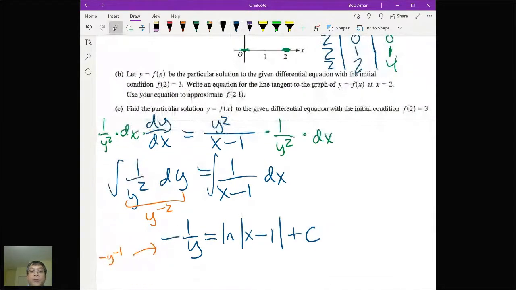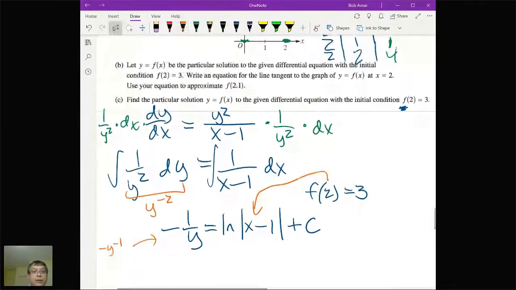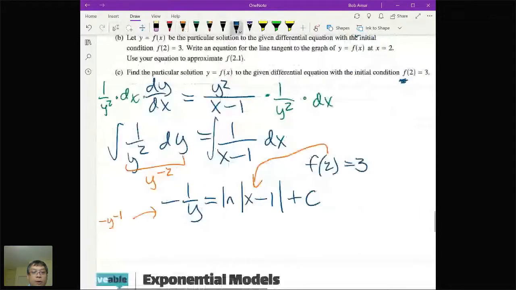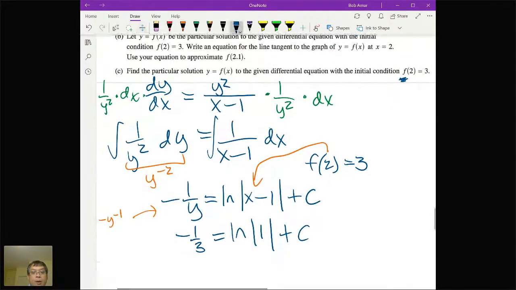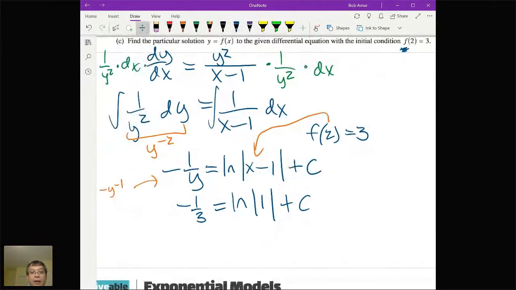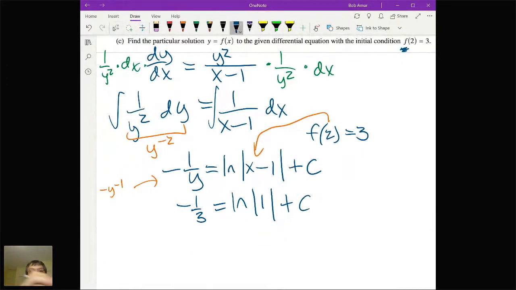And so when we substitute the initial conditions, we get f of 2. Here's another way that you see it, where they use f as the name for the solution. That's just another way that you'll see the initial condition. Those AP writers are tricksy, right? So x is 2 and y is 3, and so this is negative 1/3 equals ln of 2 minus 1, which is the ln of 1, plus c. But hey, ln of 1, every math teacher's favorite unrecognized simple answer.